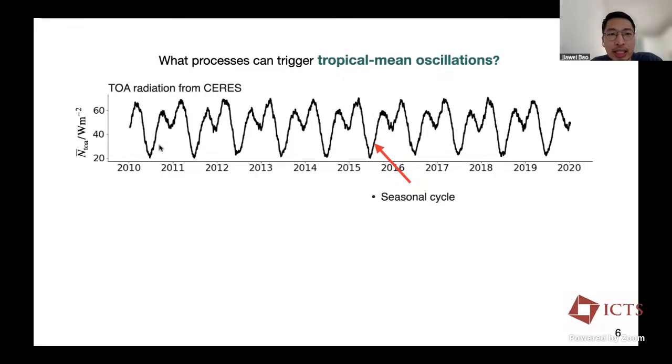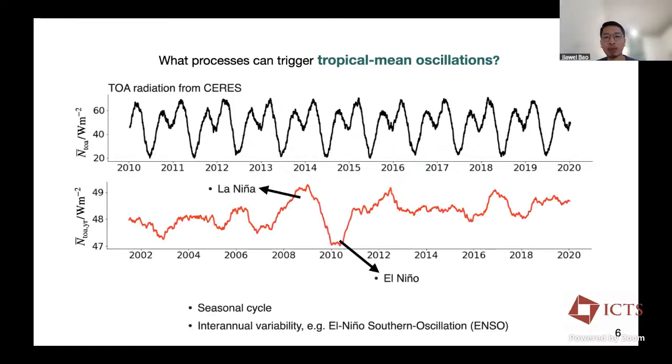This basically reflects the seasonal variations. Even though we average data over the whole tropical domain, the location of the Inter-Tropical Convergence Zone changes following the movement of the sun. And this also triggers the cloud response, therefore leading to oscillations of top of atmosphere radiation, which follow the seasonal cycle. And we can try to smooth out this seasonal cycle. And what we get here in the bottom figure is a much smoother time series.